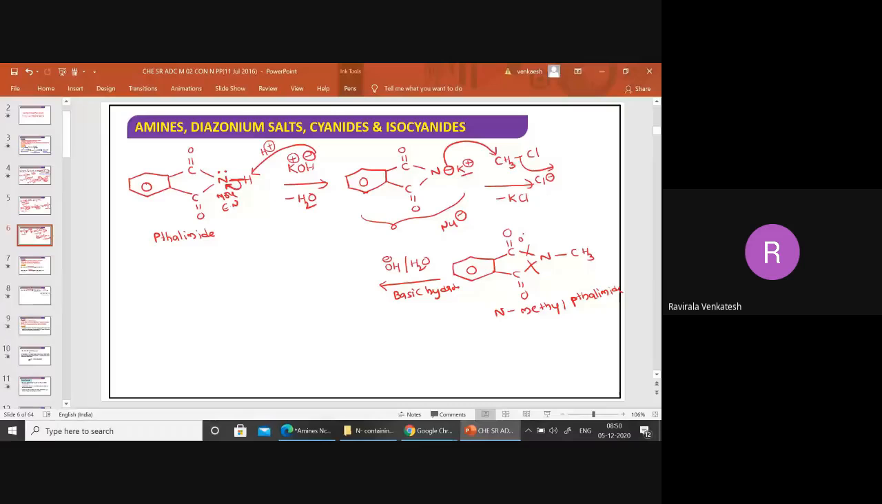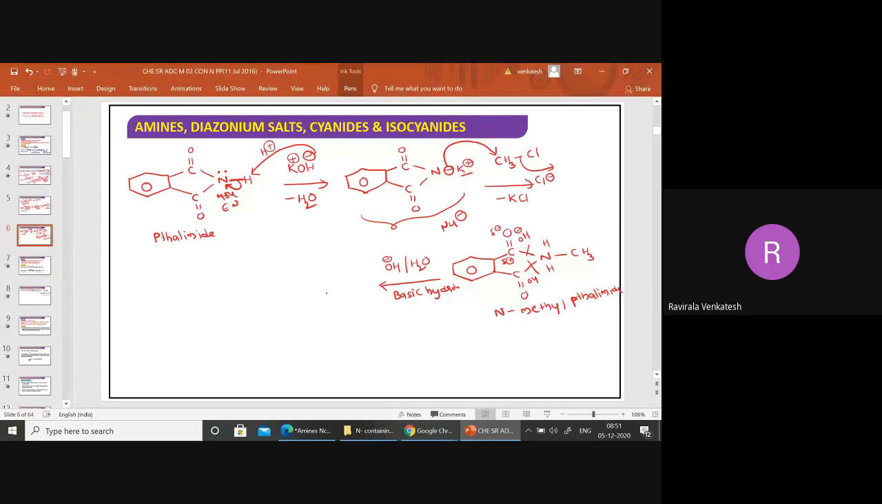Now, what do we put here? OH. I am adding water. Here we are getting hydrogen, and here we are getting OH. Again we are getting hydrogen here, and OH. Why only like this? Because on the carbonyl, oxygen is negative character and carbon is positive character. Definitely OH minus will go to the carbon, and H plus will go to the nitrogen.